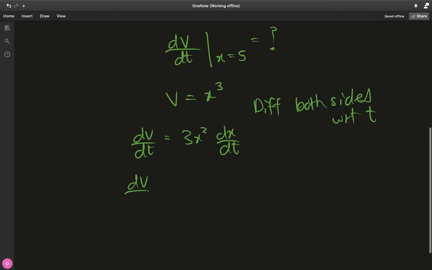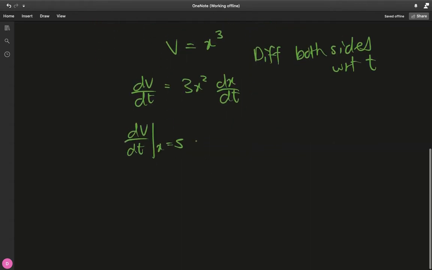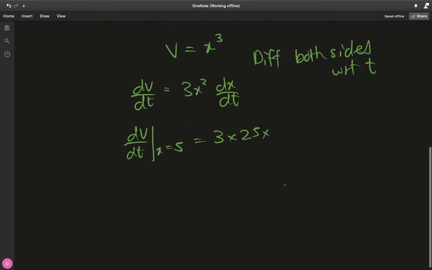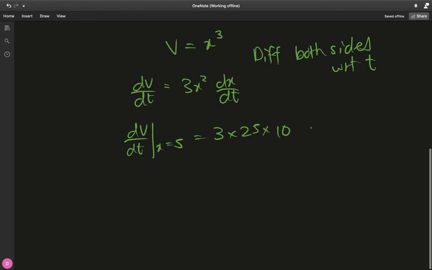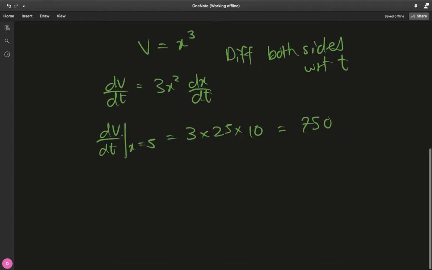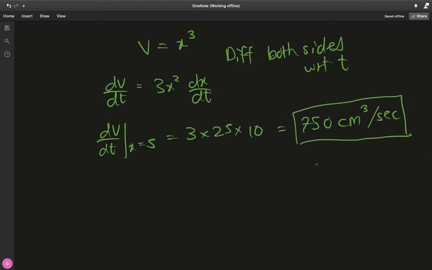I have dv over dt is equal to 3x squared dx over dt. Now I'm just going to plug x equals 5, like we had to find in this. So we have 3 times 5 squared, which is 25, times dx over dt, which is constant irrespective of any x, which is 10. So the final answer is 750, but this is volume per unit time. So the unit will be centimeter cube per second. And the unit is important, so please don't forget that.